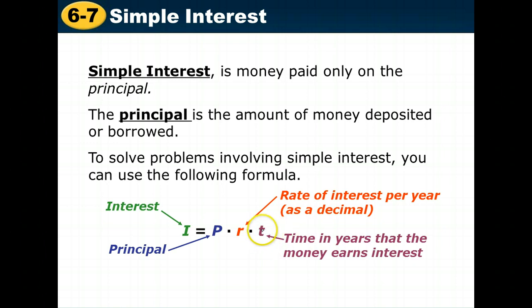Time needs to be converted to years for this formula to work. Let's say you're making an investment for 9 months, then you need to convert that 9 months to years, which will be 3/4 years or 0.75. So time, very important, needs to be in years. The rate needs to be as a decimal.